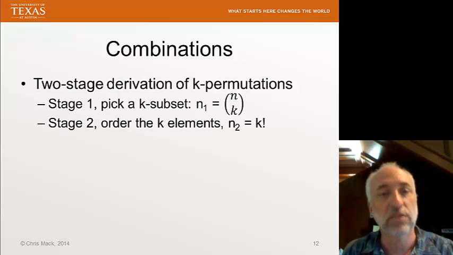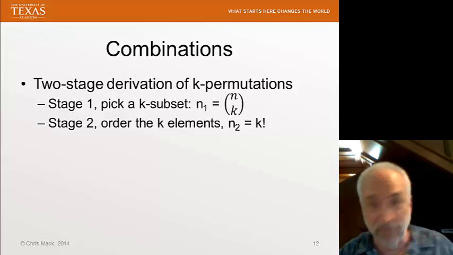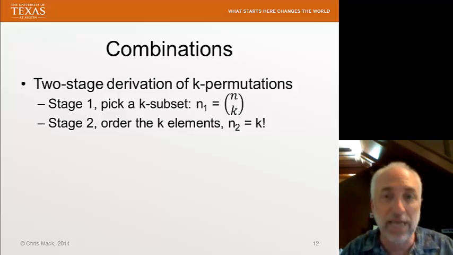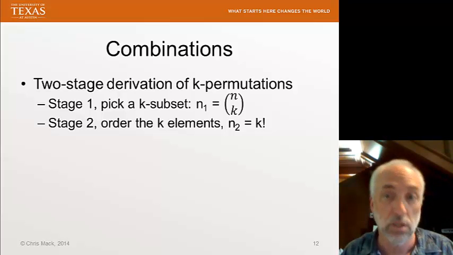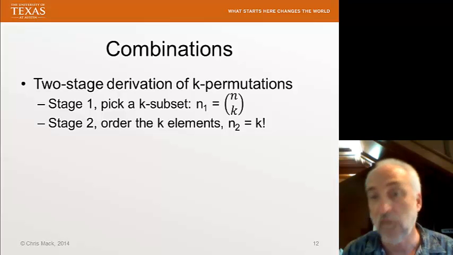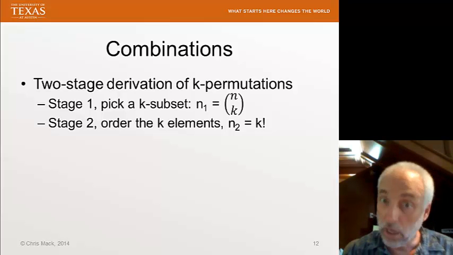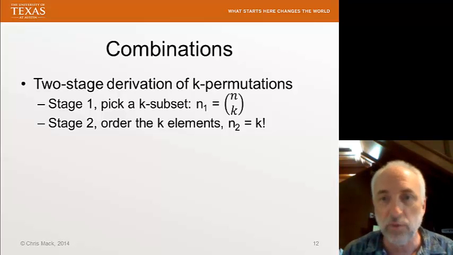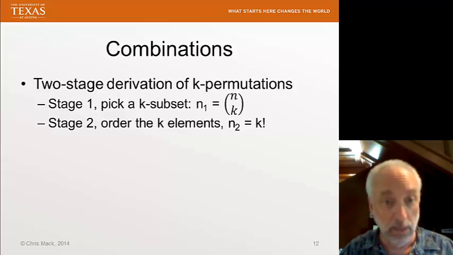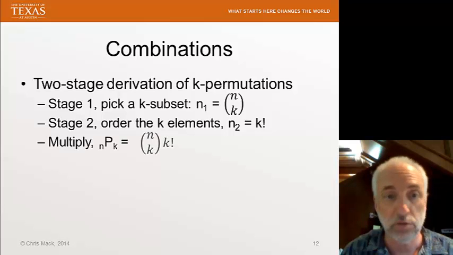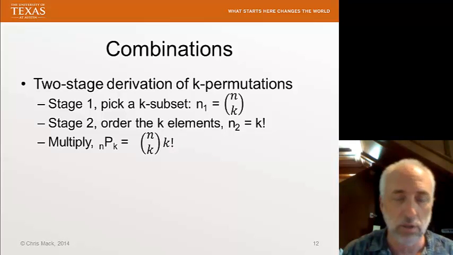Now, the second step is I've got a k subset. How many different ways can I order them? Well, we do know the answer to that. The number of ways of ordering k elements is k factorial. So, to create the total number of k permutations, I'm going to start by picking first a k subset, then I'm going to order them. Now, the total number then will be the product of the two stages, n choose k multiplied by k factorial.